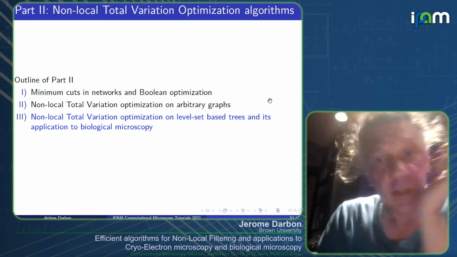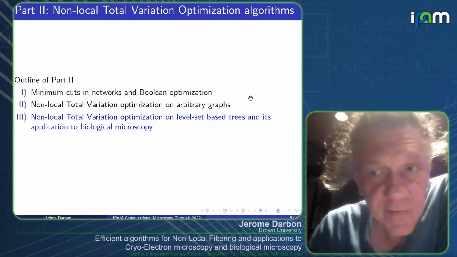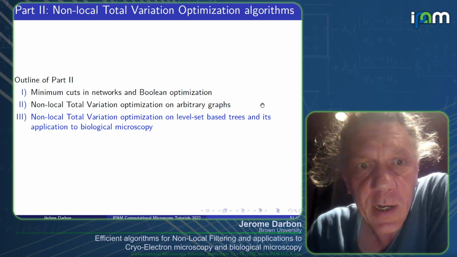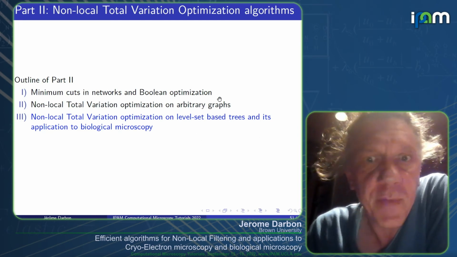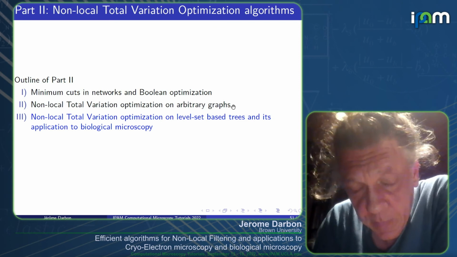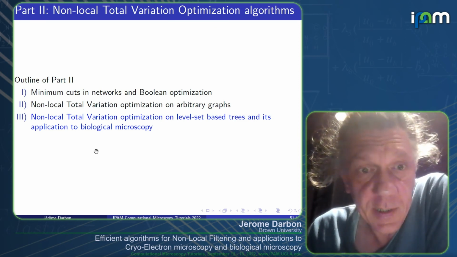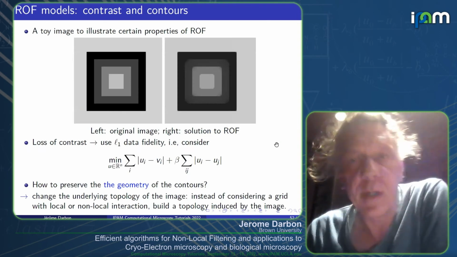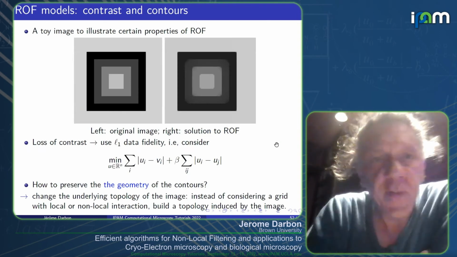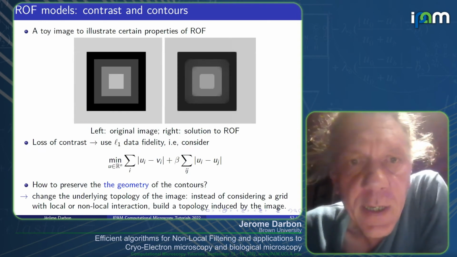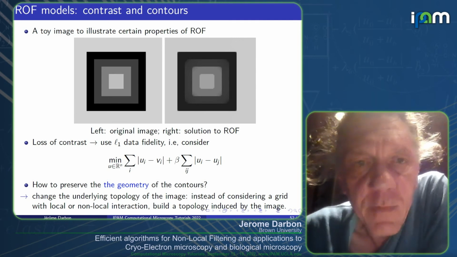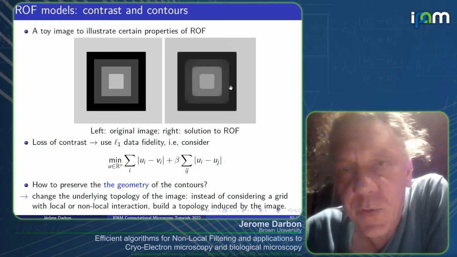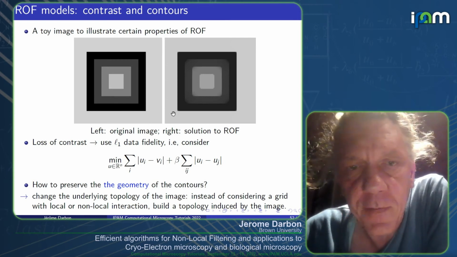Okay. So now, in the last 5 minutes, I want to give you an idea about how we can use these algorithms for processing some biological microscopic images. I want first to show you quickly on a toy example what's going on when you do TV on this toy example. So you do the ROF model, and you see 2 things.